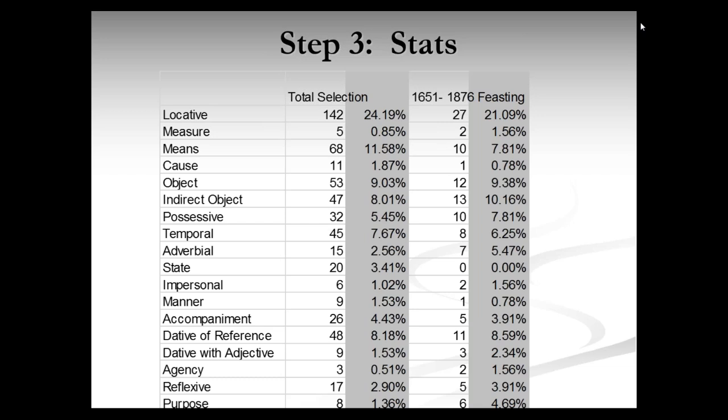So what you see there is the categories that I chose, and then this slide shows the total selection, how many occurrences of the dative in each category, and the percentage of the whole of those occurrences. And then in the next column, there's a particular segment that I've singled out, and you see the number of datives in each category in that segment, and the percentage of the whole there.